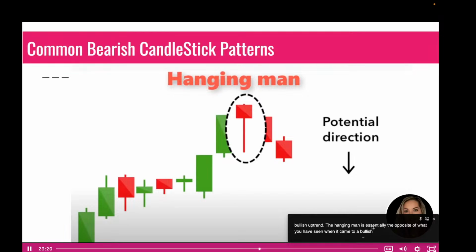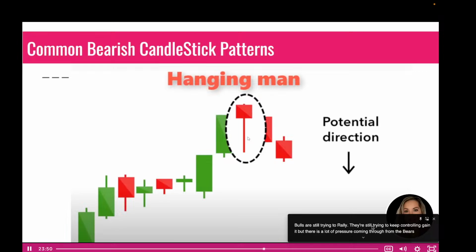The hanging man is essentially the opposite of what you have seen when it came to a bullish market. It kind of looks like the inverted hammer. So this would be where you are having, again, a strong uptrend in the market. The bulls are trying to push the market up. And the bears, you can see where this wick is forming, lots of pressure from sellers coming in. This is basically showing that the bulls are still trying to rally. They're still trying to keep control and gain it, but there is a lot of pressure coming through from the bears in this rejection wick.